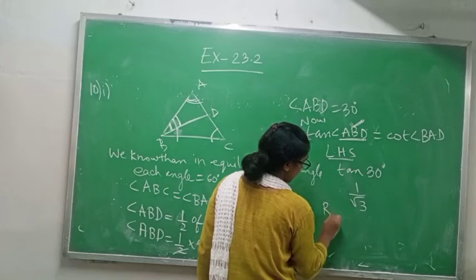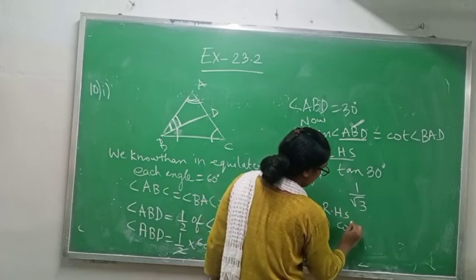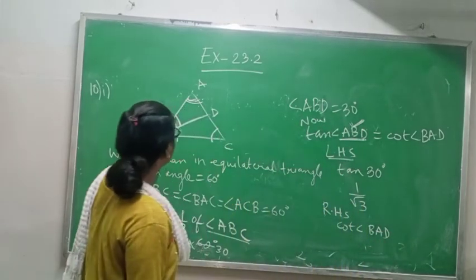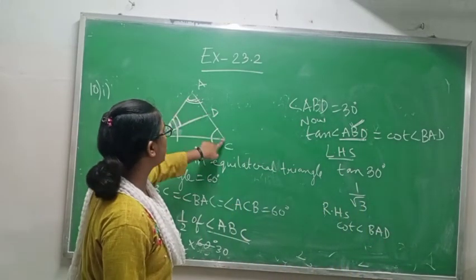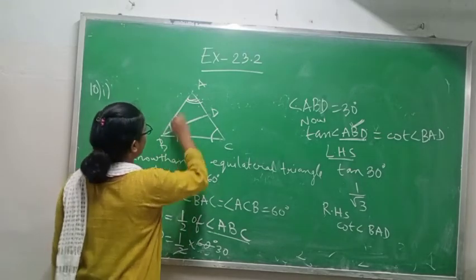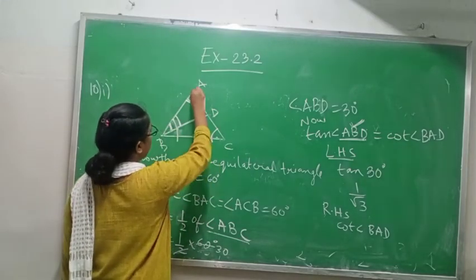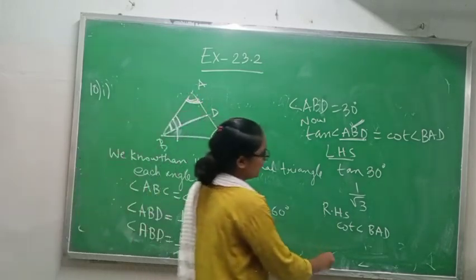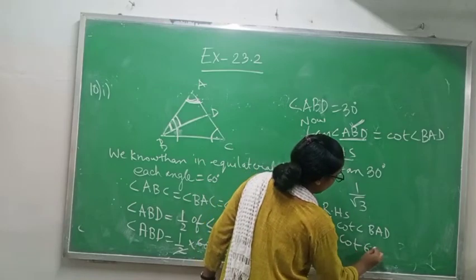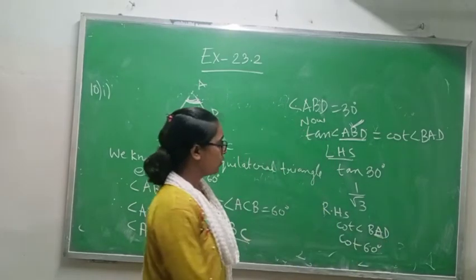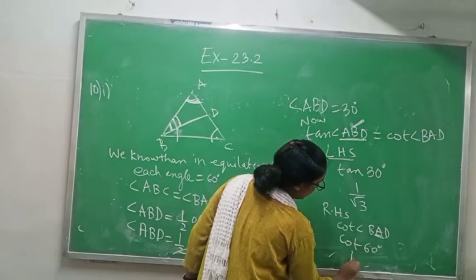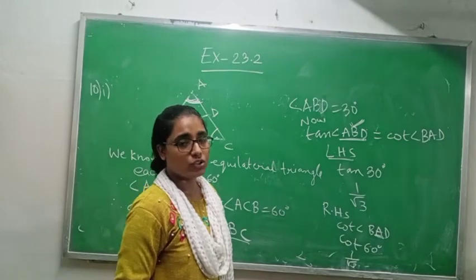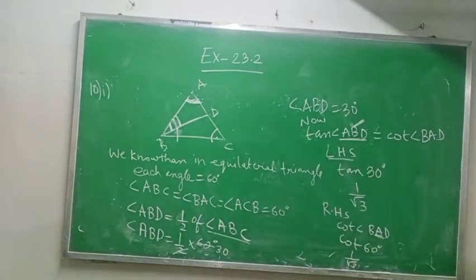Now see RHS. In RHS, what do you have? Cot angle BAD. BAD and BAC mean the same angle, because they are both denoting only angle A. So angle BAD is how much? 60 degrees. Why? Angle A is 60 degrees. So cot 60 degrees value is 1 by root 3. So what will you write? LHS equals RHS. Proved. Complete this one.